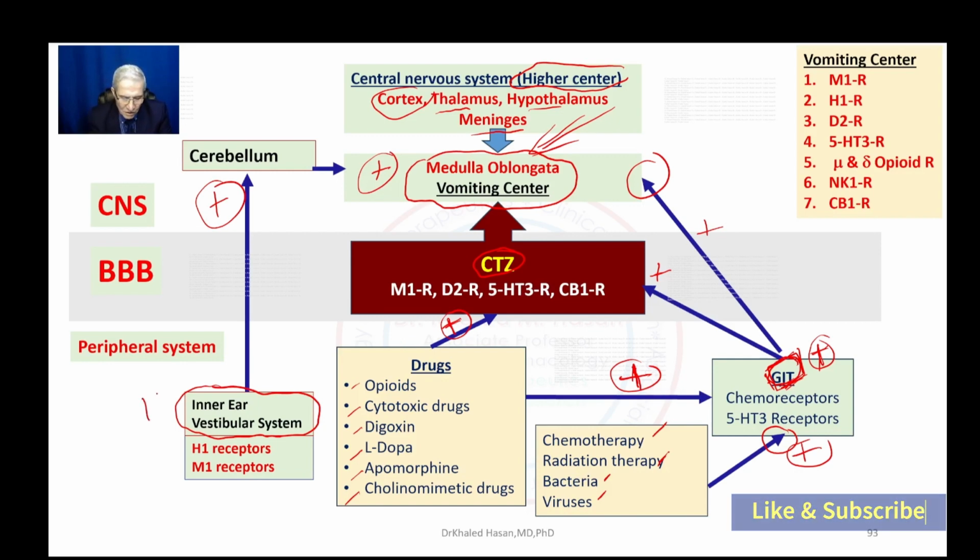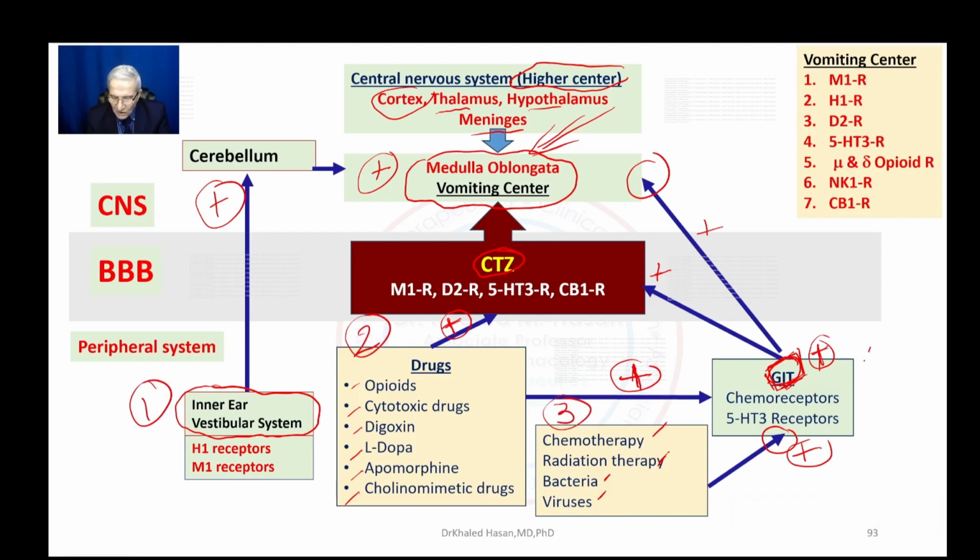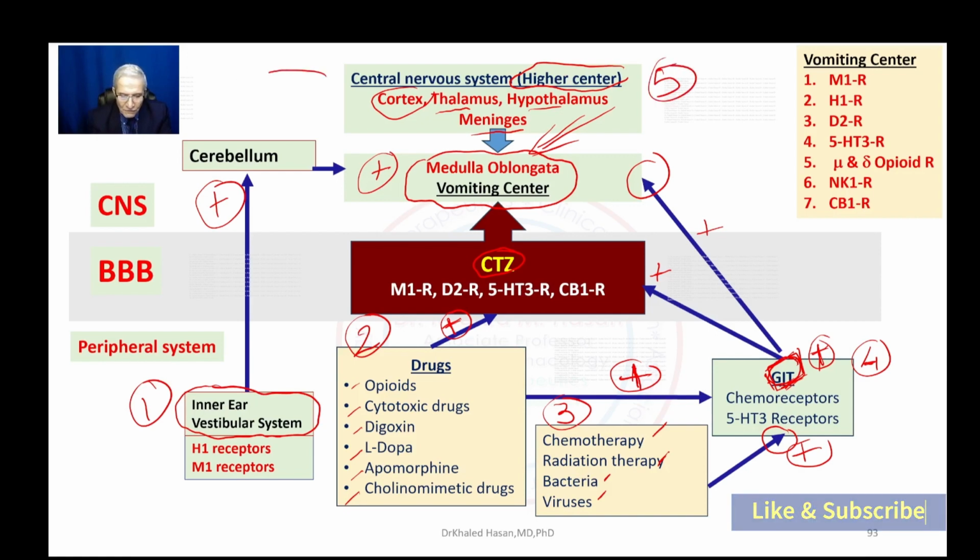Could be the ear, number one. Could be drugs, number two. Could be other cases here, number three. Could be direct stimulation to the GI system, number four. Could be something related to the higher center, number five, such as smell, pain, or fear. All these may stimulate the central nervous system and cause vomiting.